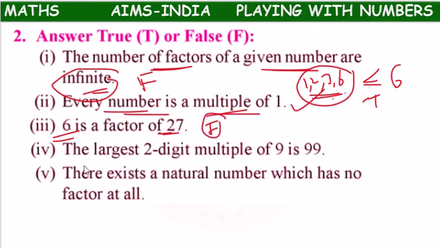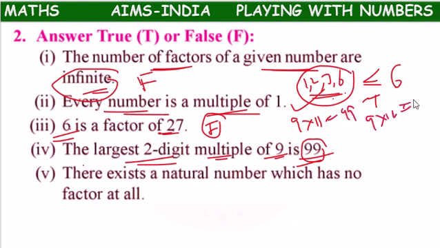False. The largest 2-digit multiple of 9 is 99. Correct, because after 99, 9 times 12 will come, 108, which is a 3-digit number. So 99 is the largest 2-digit multiple of 9.